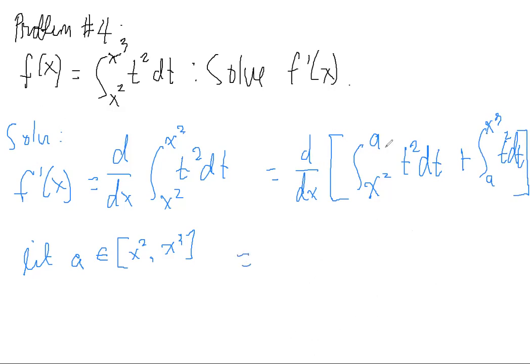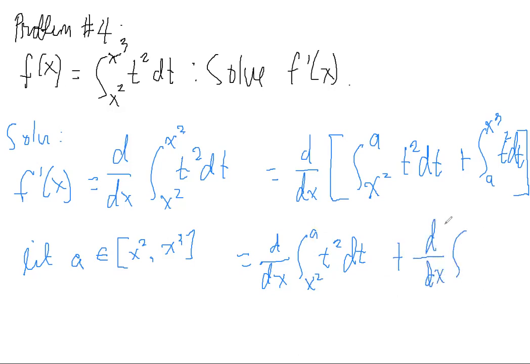And since we can distribute this, we have the derivative of the integral of t squared with respect to t from x squared to a, plus the derivative of the integral of t squared with respect to t from a to x cubed. Since the second term is already in its proper notation, where the constant is at the lower limit and x cubed is at the upper limit, we don't need to change the way we wrote it.